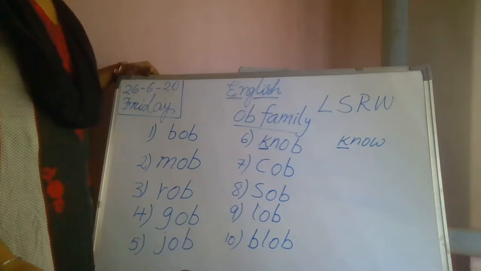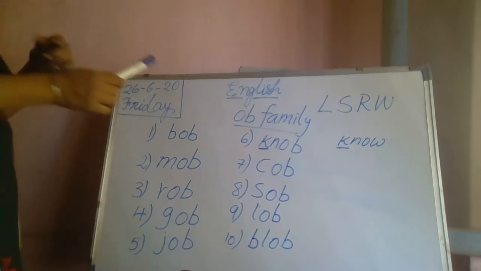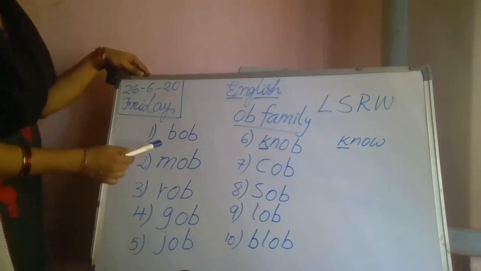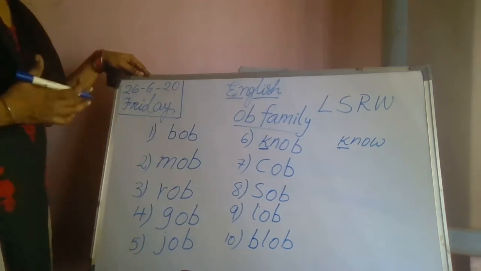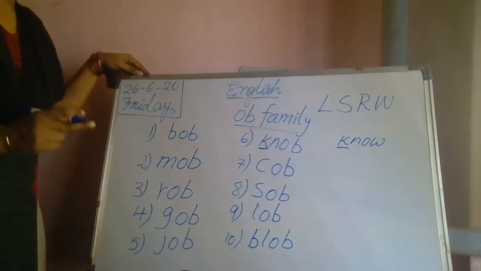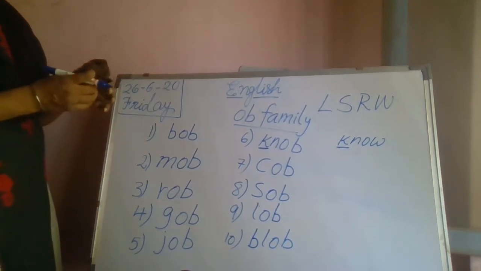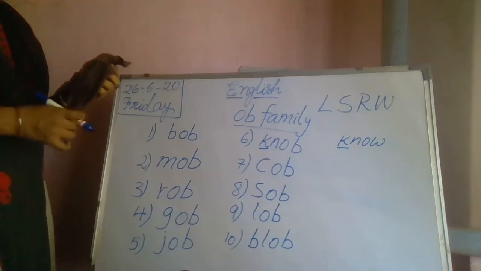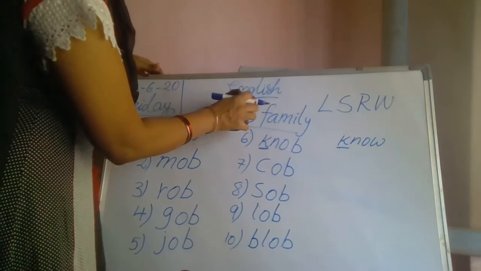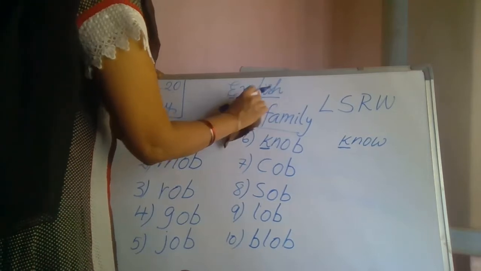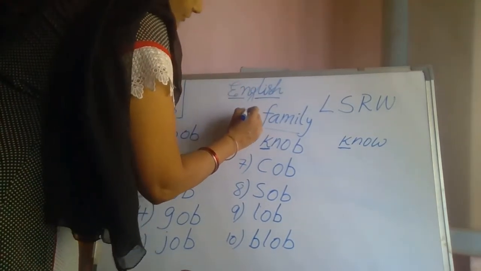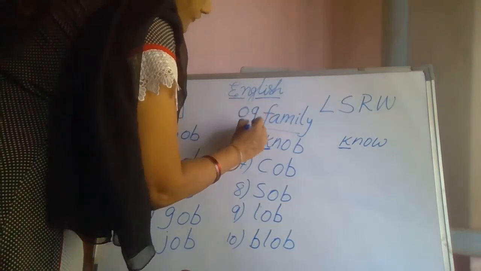How can we pronounce? Blob. Okay, today I introduced the ob family. Read these words loudly and write each word two times. That is your homework. And another family I want to introduce. What is that family? This is the ob family. And another family is the og family.